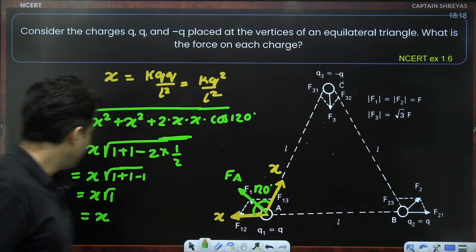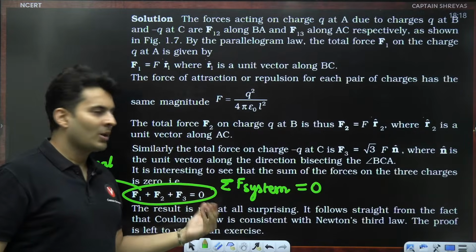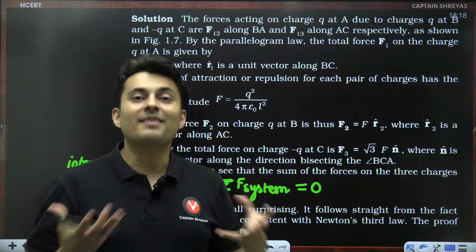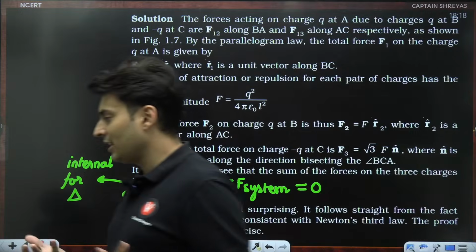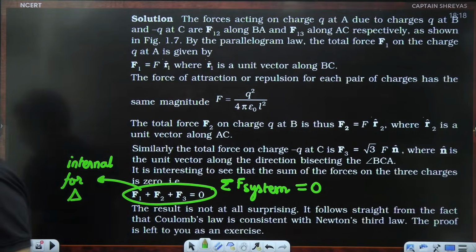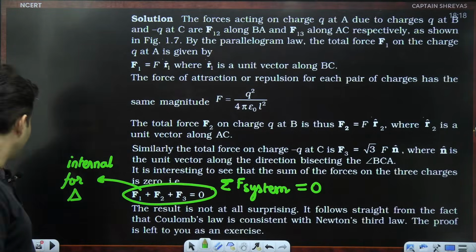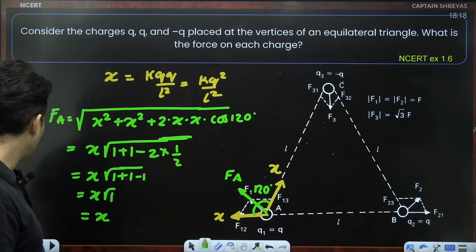So you will see that the net force will be 0. They will not produce any resultant as such. Kind of makes sense. For FB also, it will be the same thing. Very good. Somebody is asking, sir, can you solve for FB?